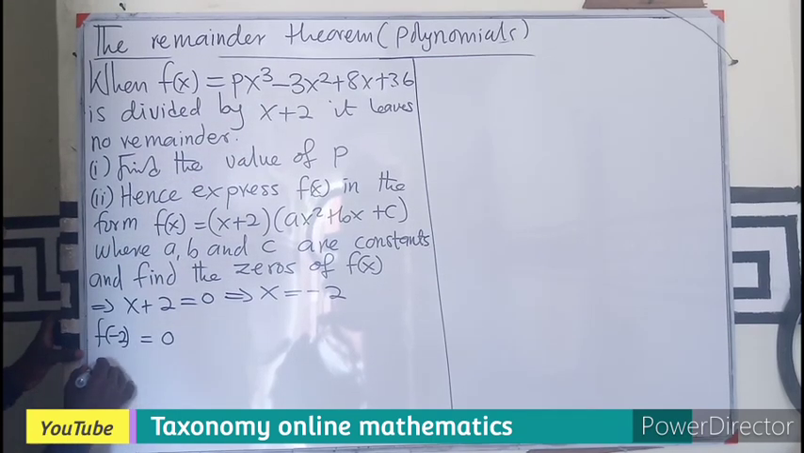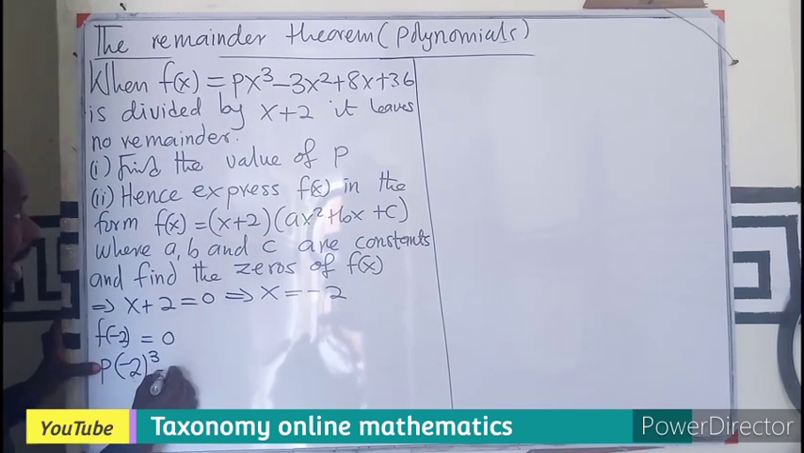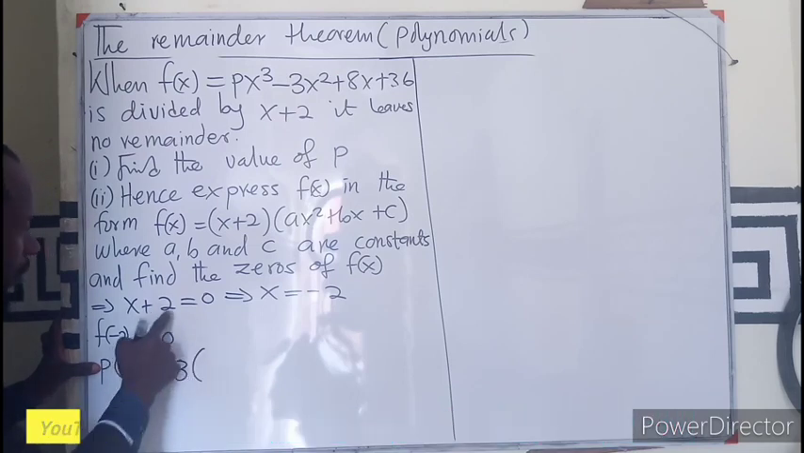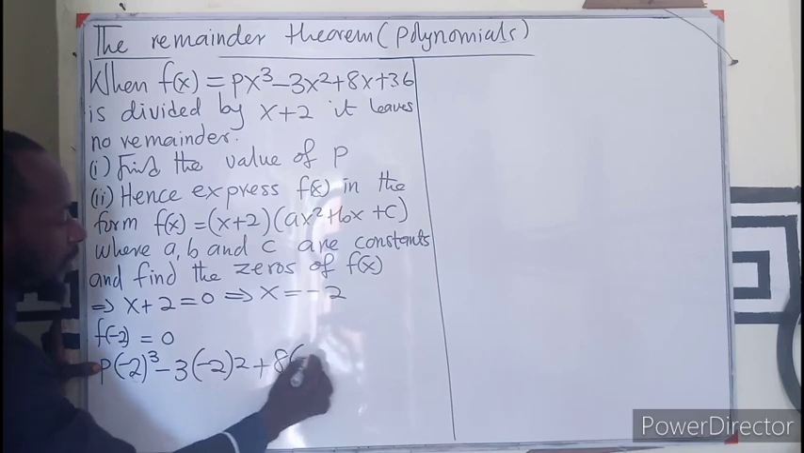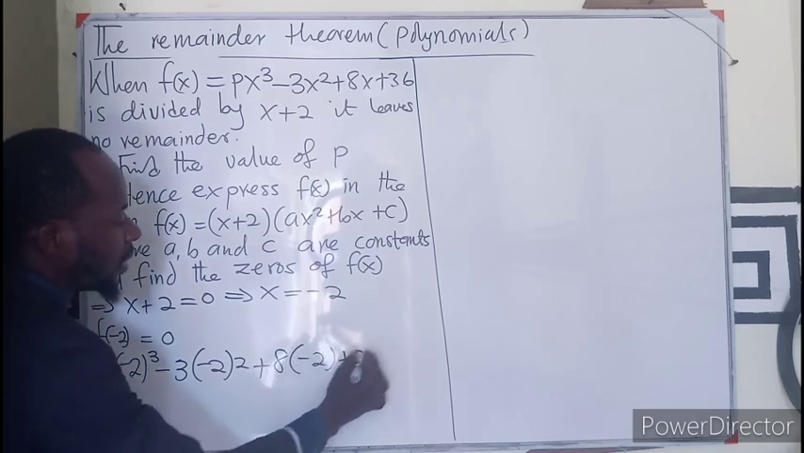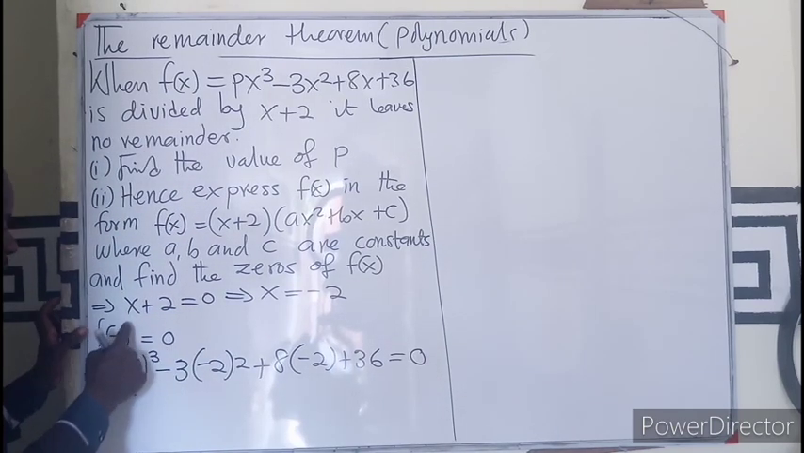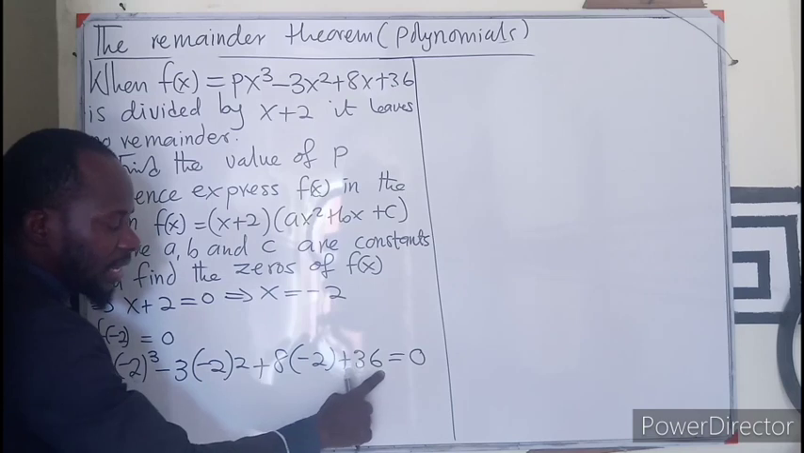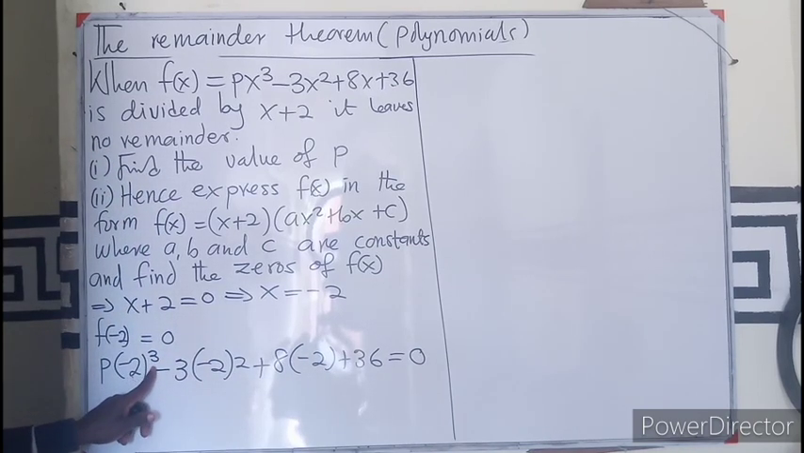So let's get straight with that. This is going to be p into bracket negative 2 all to the power 3, this p is the first one, minus 3 into negative 2 all squared, plus 8 into negative 2, plus 36. This must equal 0, because this is what we are having and this 0 is what we are having. So what do we have here?